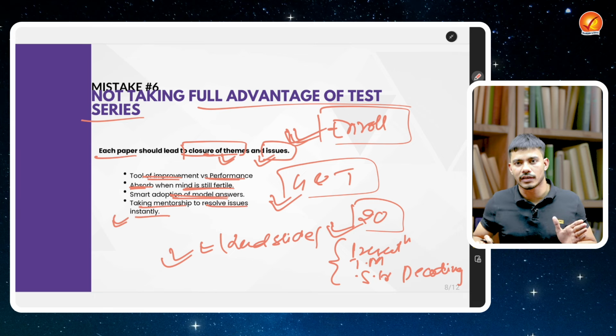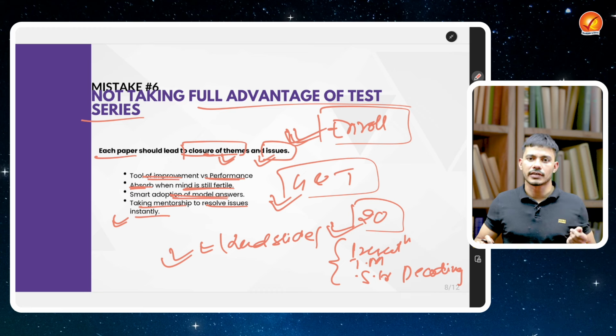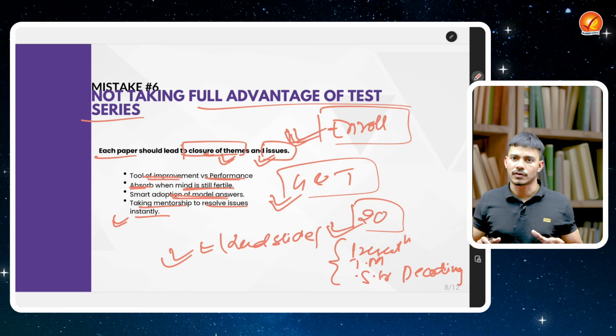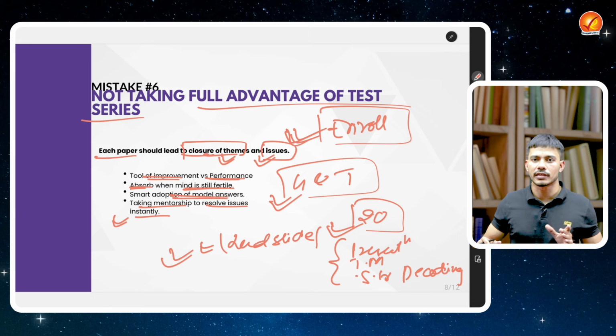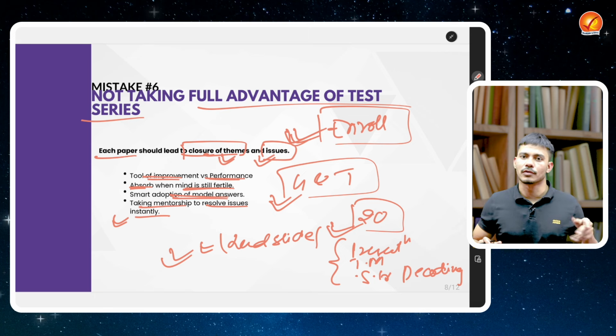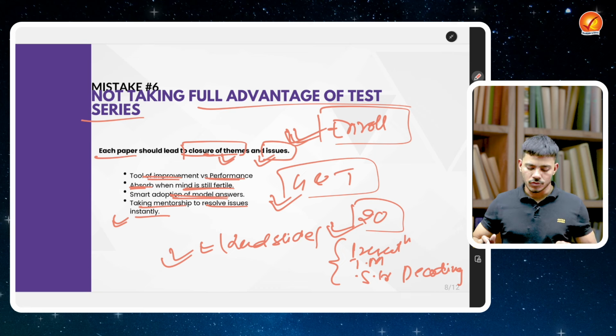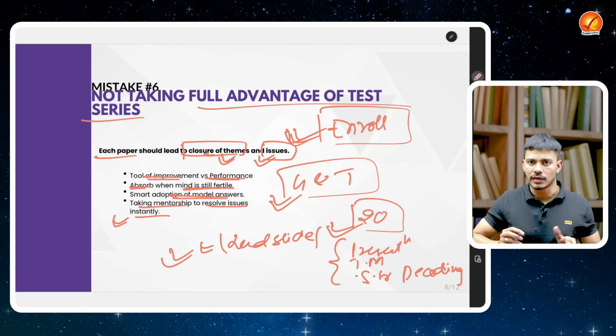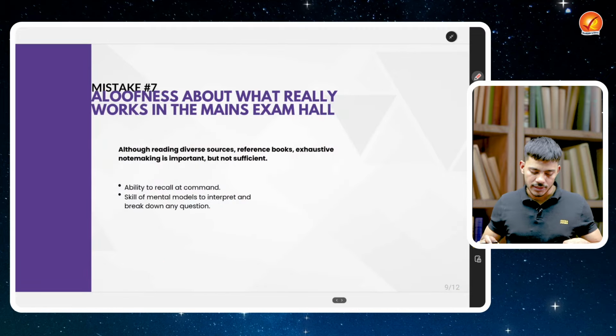Do not leave anything lingering for some next better time, because that time never comes. Okay, the mains preparation, the time is very less. In the 90 days you have to prepare everything, write tests and do corrections, do improvement, revise. So do not leave any issue lingering for some later time. All right, with that, let's move to the next mistake.